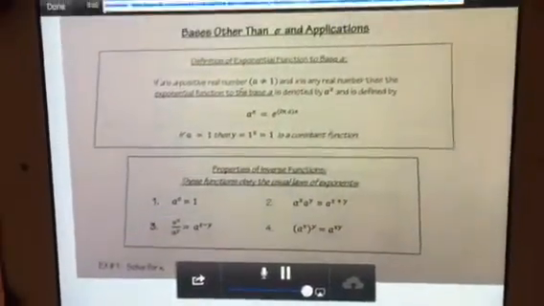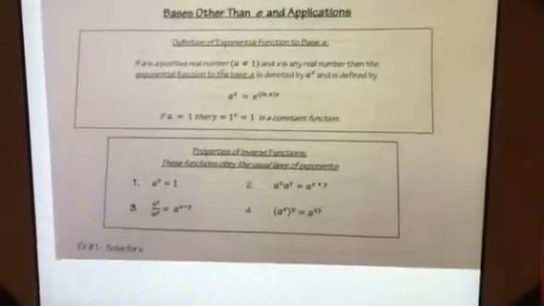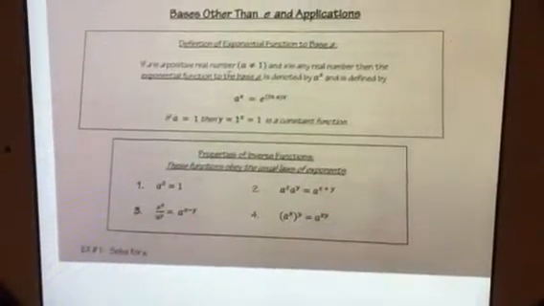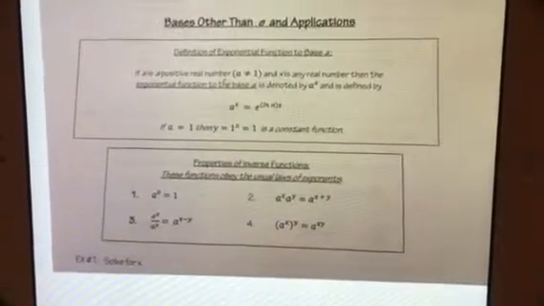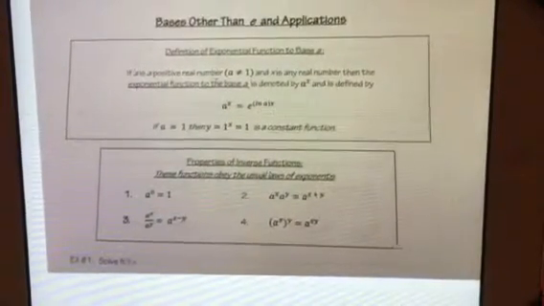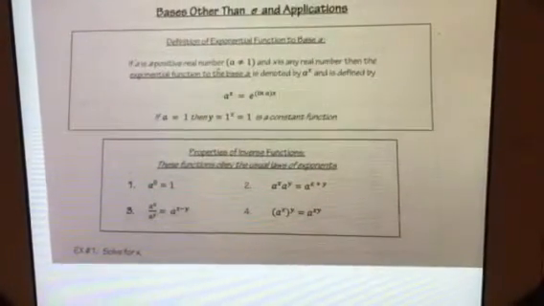This video is on bases other than e and applications. When we did derivatives of exponential functions, there were some problems on some of your homeworks where the base was like 2 to the x or 5 to the x, and we didn't really discuss those. Well, now we're going to discuss them.